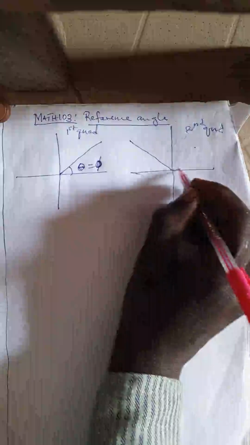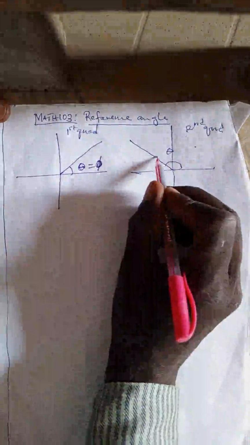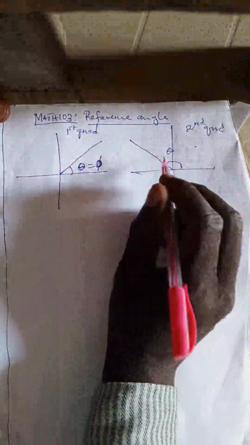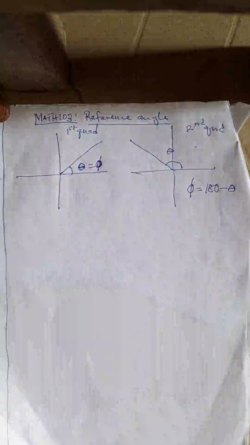But coming to the second quadrant, here is the first quadrant, here is the second quadrant, theta in standard position. If this is theta, in this second quadrant we are talking about 180. Now, the reference angle in the second quadrant, phi, is equal to 180 minus the given angle theta.